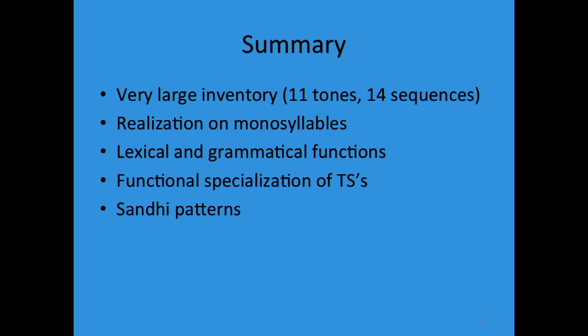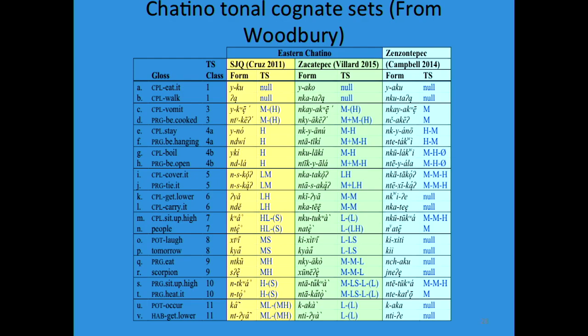What I'm trying to show you here is a simplified way of how the tones in this language work. From the 11 tones, we have 14 sequences. The majority of the words in Quiahije are monosyllabic, and the tone sequences have lexical and grammatical functions. I've also shown you how the tone sandhi works with toneless words and with one or two tone sequences. All of this has a connection to the innovation of how the Chatino languages have gone through all the changes that they have.